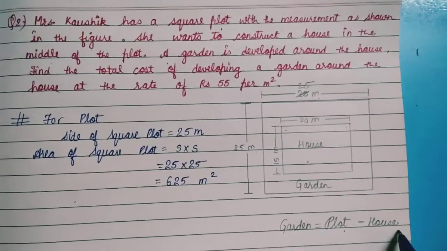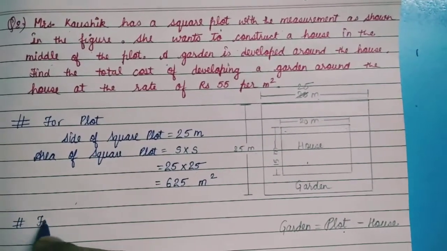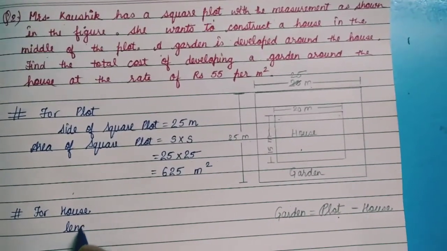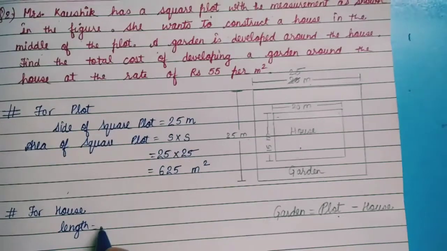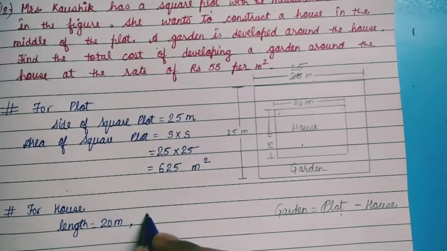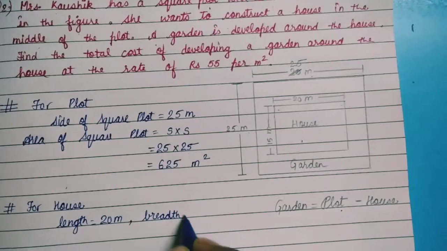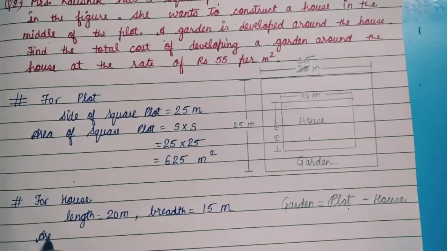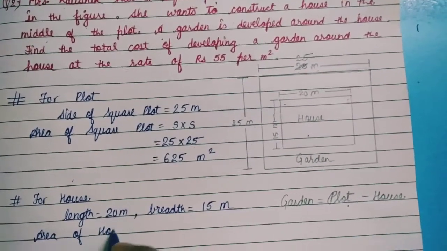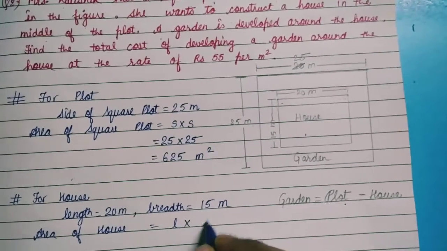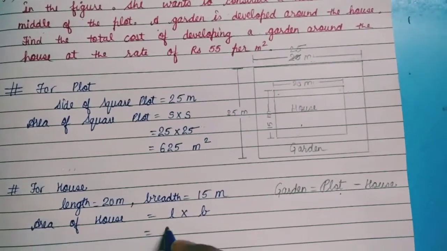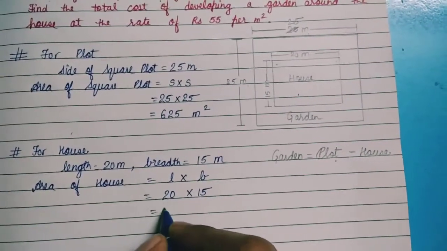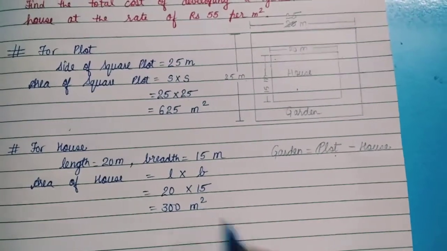Now we need to take the area of the house. For the house, its length is 20 meter and its breadth is 15 meter. So the area of the house is length into breadth. Length is 20 and breadth is 15. 20 into 15 is 300 meter square.